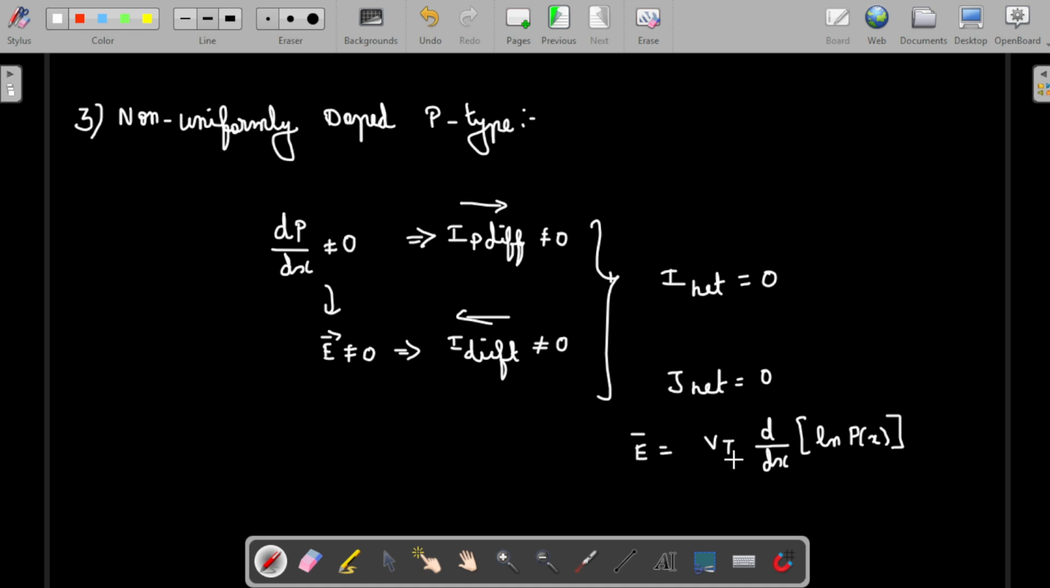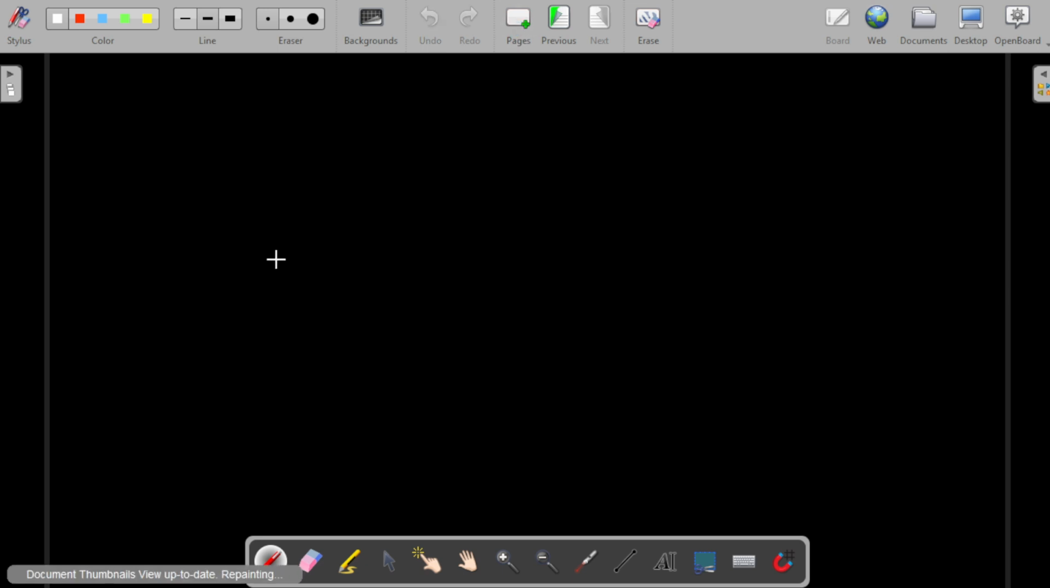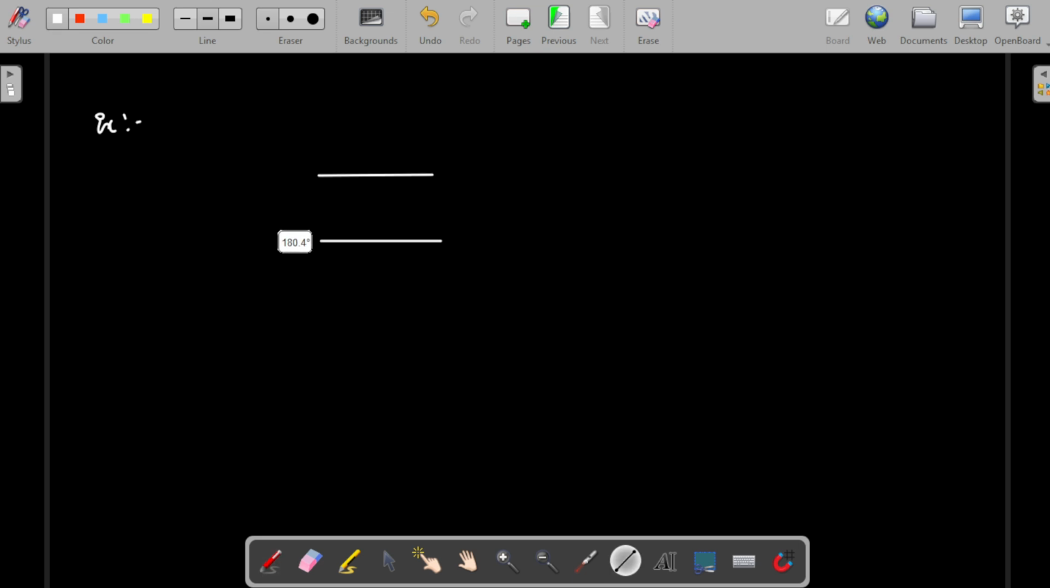So this is how the internal electric field develops whenever there is a movement of holes from one direction to another because of non-uniformly doped semiconductors. Let's take an example. Here there is a direction, I will mark the values, so don't worry. Let's consider some graphical values.